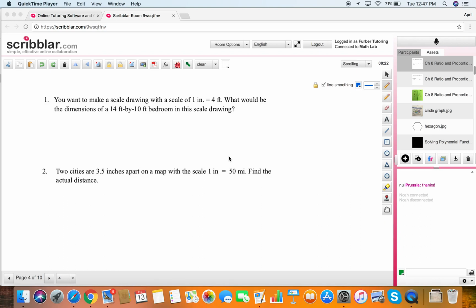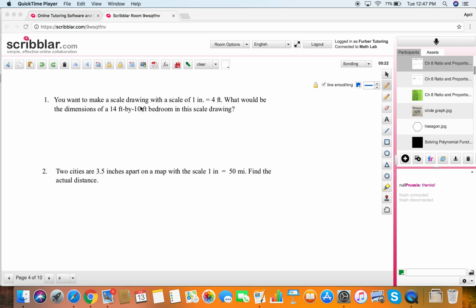Okay, so now we're going to look at two examples of real life problems that involve dealing with proportions. Both of these are dealing with scales, both scales of drawings of buildings as well as scales on a map. So this first example here is using a scale of a blueprint.